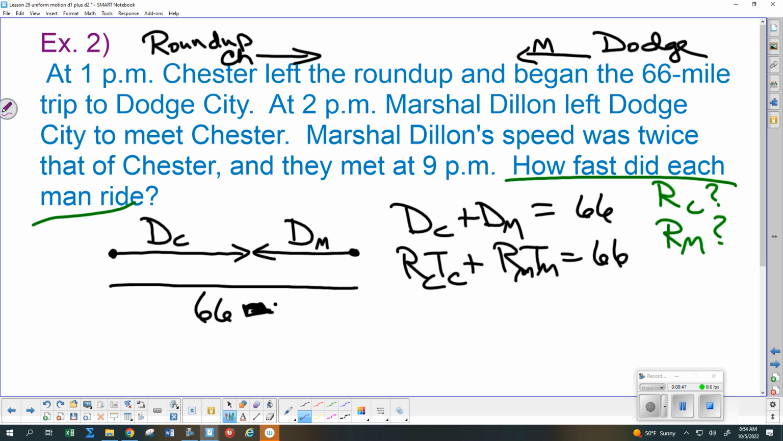Okay, let me get that marked. Everybody good with Chester goes from 1 to 9 p.m.? And the times in these are not clock times. It's how many hours were they traveling. So that tells us that Chester's time was 8. Are we good with that?